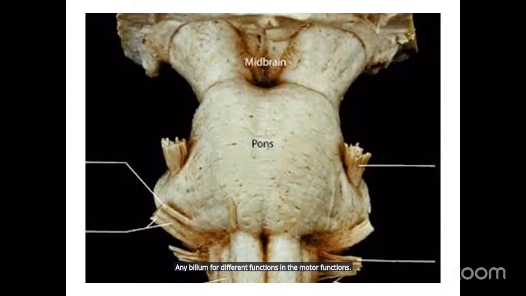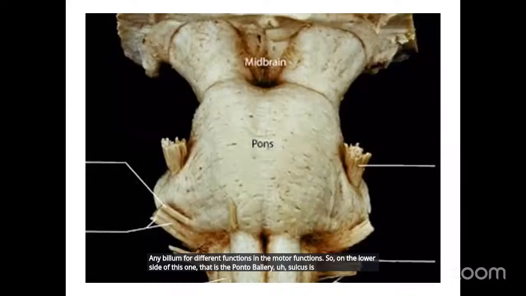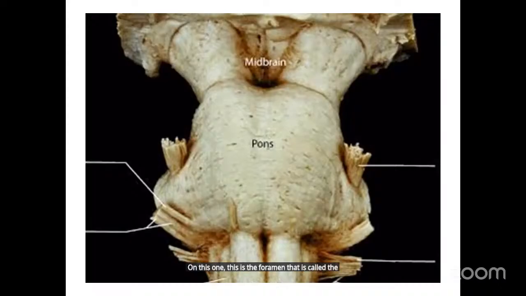On the lower side of this is the pontomedullary sulcus, a very important sulcus. On it there is a foramen, called the foramen cecum. Just above the foramen cecum in the midline, there is a groove for the basilar artery, a very important structure that goes up to the midbrain. We will see later on the midbrain where it resides. This is the pontomedullary sulcus.